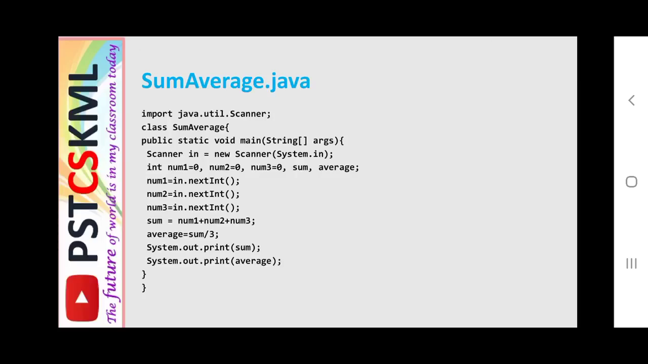After that we input the first value num1, second value num2, third value num3. Then we go for sum. Then you find the average and then you print out your sum and your average.